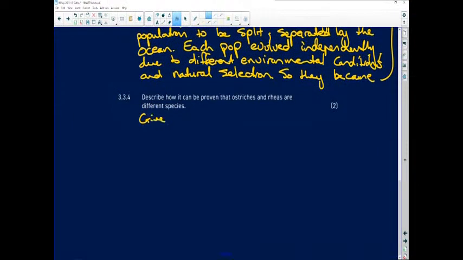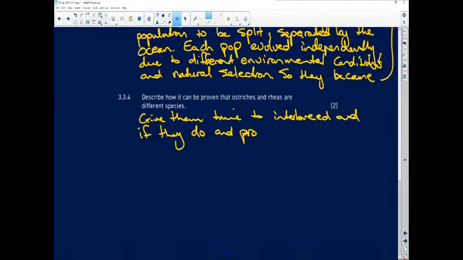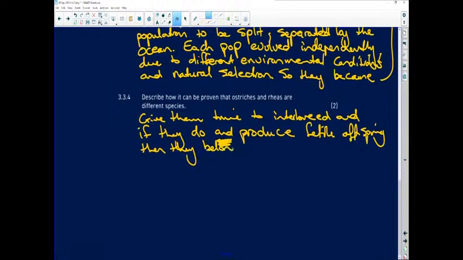Give them time to interbreed. And if they do and produce, and this is the clincher, and produce fertile offspring, then they belong to the same species.